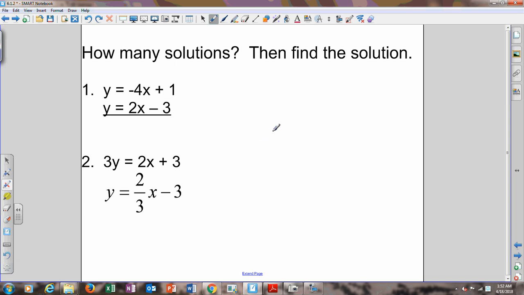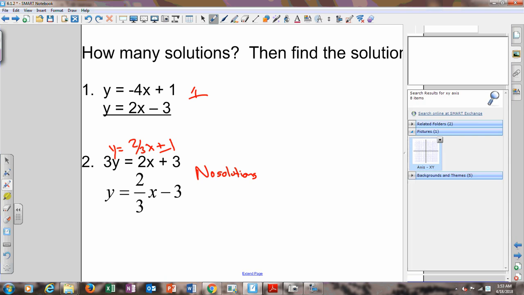All right, your tries. How many solutions? Then find the solution. So let's look at these first. You can tell me how many solutions there are. Starts with one solution here, and this is going to end up being no solution. You have to divide by 3. So y equals 2/3 x plus 3 divided by 3 is 1. So now I know this is no solutions, and I don't have to graph it.